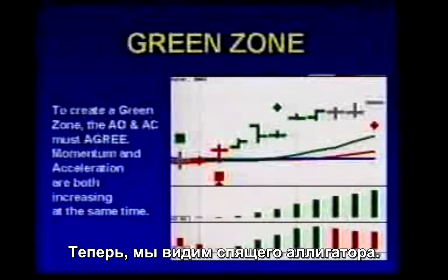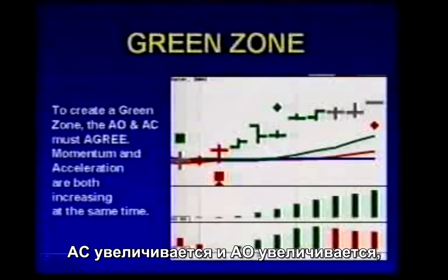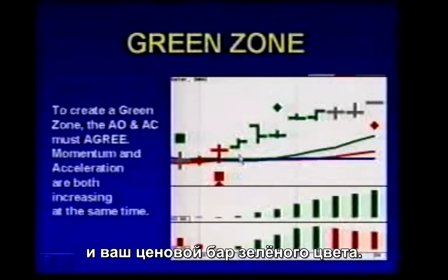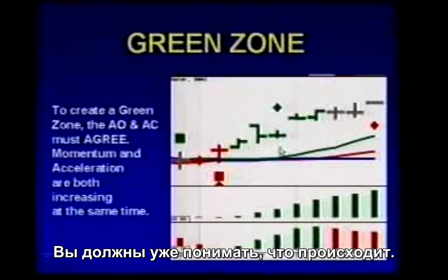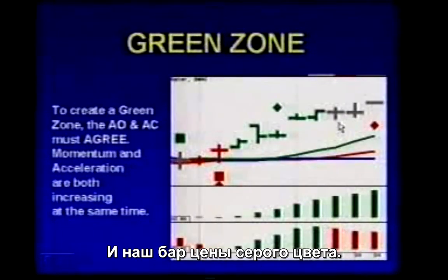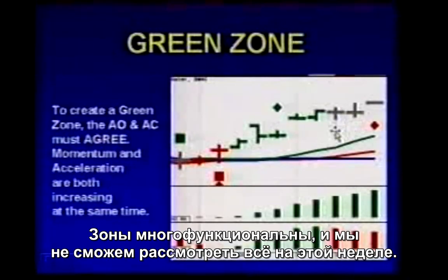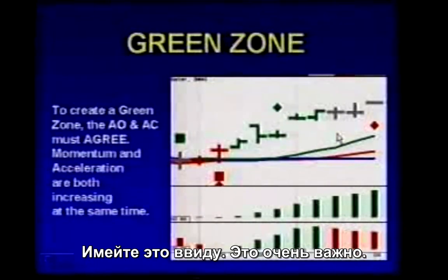Now here we have the sleeping alligator, and then notice you've got green price bars. The AC is increasing, the AO is increasing, your price bar is painted green. You should start to understand now. Again here, your AC is decreasing, your AO is increasing, your price bar is painted gray. Now, next week, Dad's going to come in and explain to you how these affect the balance line. So the zones actually do more than what we're just going to be talking about this week, so keep that in mind. They're very important.